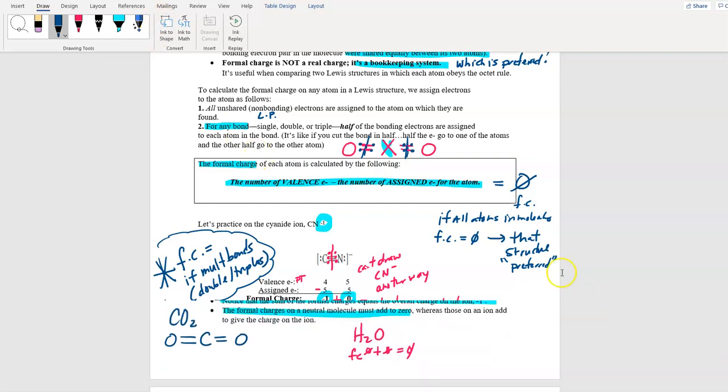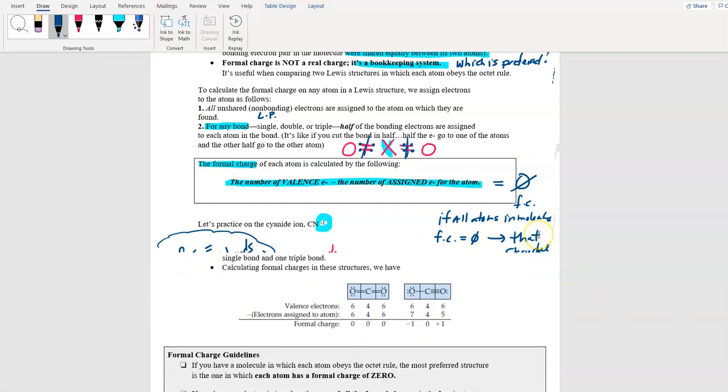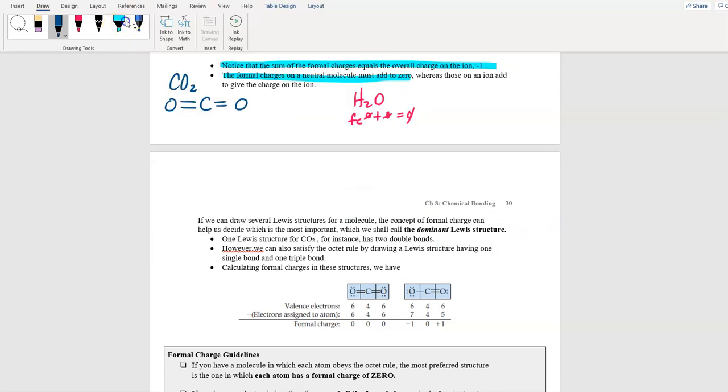So in this, let me show you, as I said, there's CO2. So if we can draw several Lewis structures for a molecule, the concept of formal charge can help us decide which is the most important, aka the preferred dominant Lewis structure. One Lewis structure for CO2, for instance, could have double bonds. However, you could also have singles and triples. Okay? So calculating formal charge is like this.